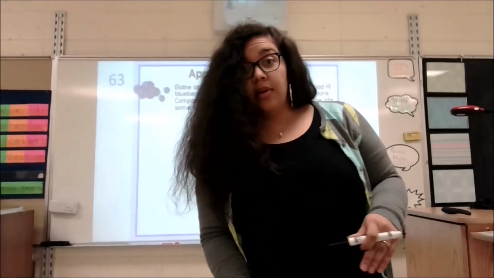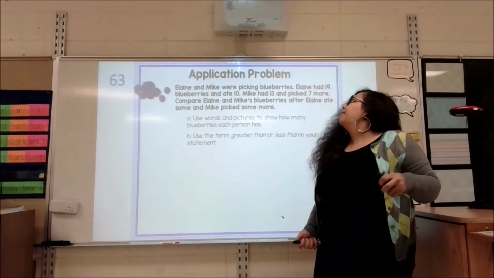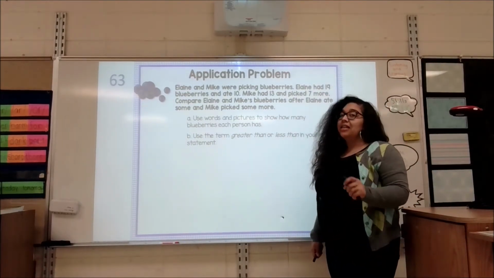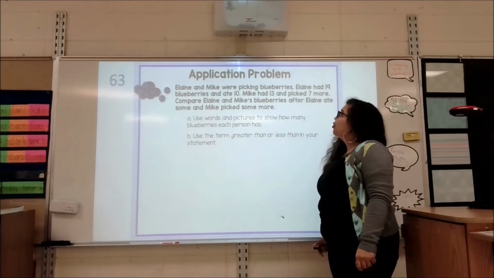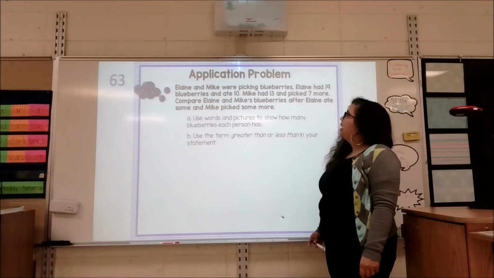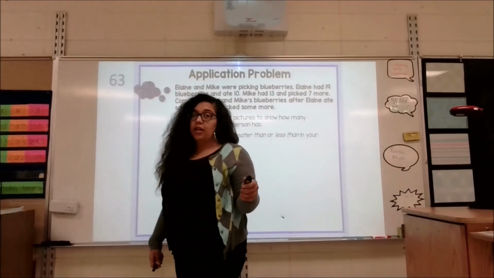Okay, I'm going to read the problem one more time just to make sure we got it. It says, Elaine and Mike were picking blueberries. Elaine had 19 blueberries and ate 10. Mike had 13 and picked 7 more. Compare Elaine and Mike's blueberries after Elaine ate some and Mike picked some more. Use your terms greater than, less than, or equal to.